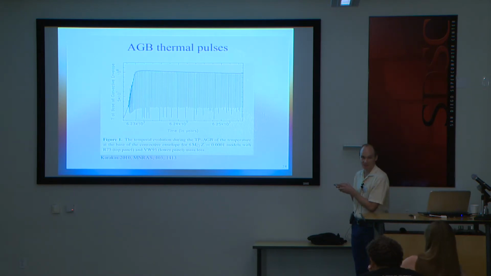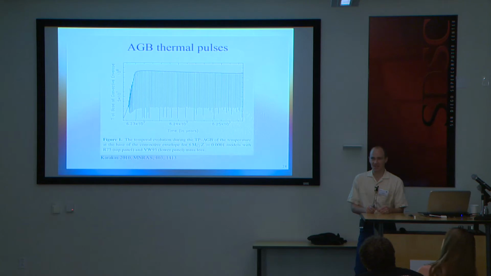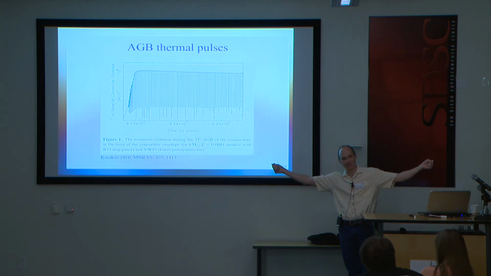On a very short time scale, look at this axis here. This is the lifetime of the star. When you get to 6.23 times 10 to the 7 years, 62.3 million years in this particular model of this AGB star, it starts to undergo these pulsations. Between 6.23 times 10 to the 7 and 6.24 times 10 to the 7, you can see a couple dozen of these thermal pulses. So on a very rapid time scale, this thing is going pulse, pulse, pulse, pulse. And every time it has one of those pulses, it's throwing off a bunch of material.